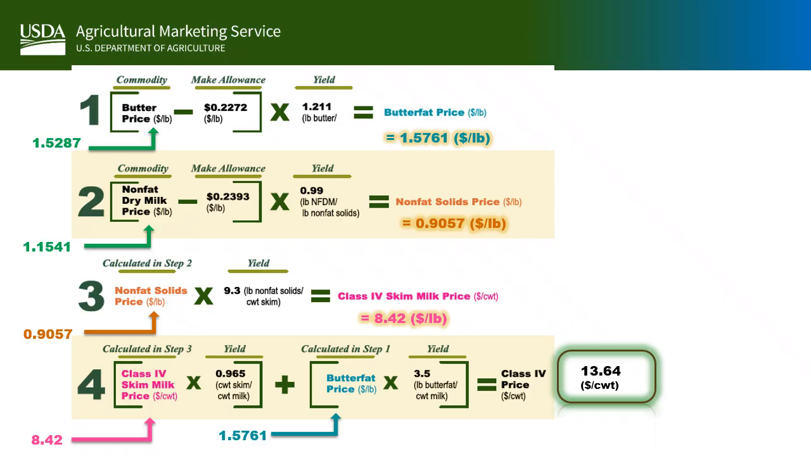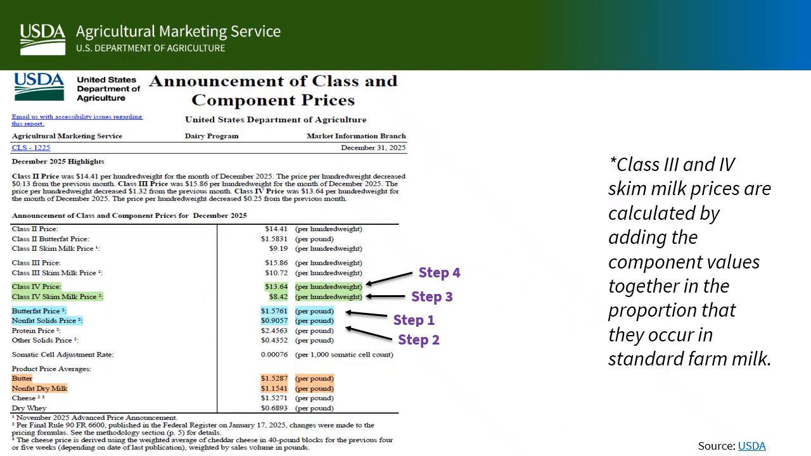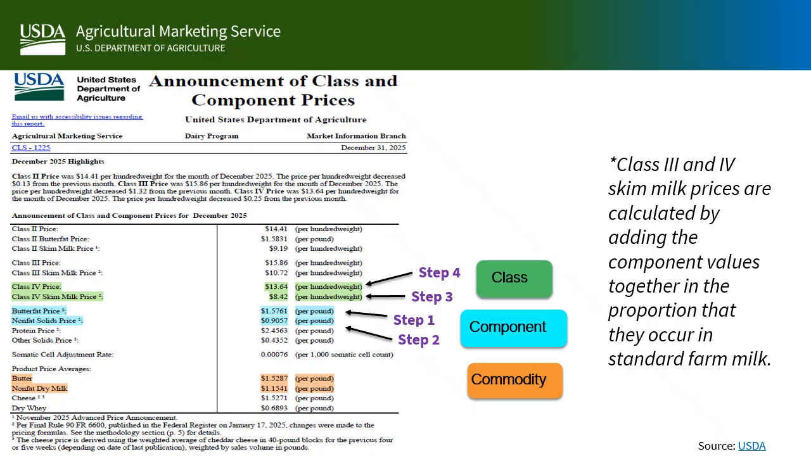Take time to pause the video and try it yourself. Here is the price announcement from December 2025 again. The numbers from the previous slide match these. The orange highlighted prices are the butter and non-fat dry milk commodity prices from the survey. The blue prices are the component prices for butterfat and non-fat solids found in steps 1 and 2 of the previous slide. And the green prices are the Class 4 skim and Class 4 prices found in steps 3 and 4.